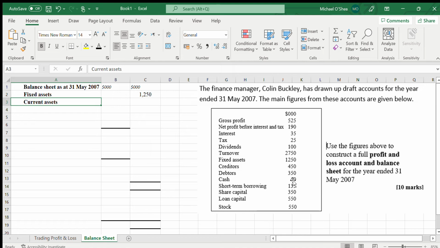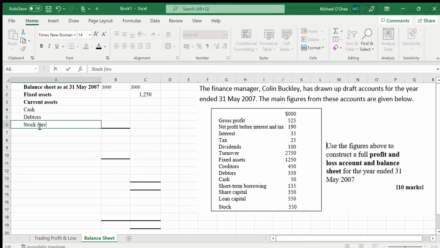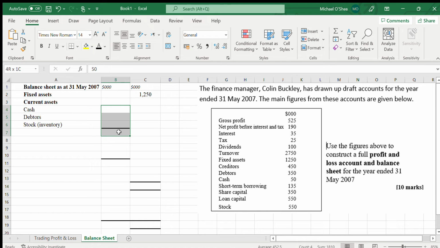I also have cash, which obviously I own, and the stock, which is my inventory that I currently own, not to be confused with shares for different companies. It's not actual stocks and shares. It's stock as in Carrefour, all of the things that are in the aisles. Those three figures are 50, 350, 550. I put the three of those figures in and add them up. That's my total current assets.